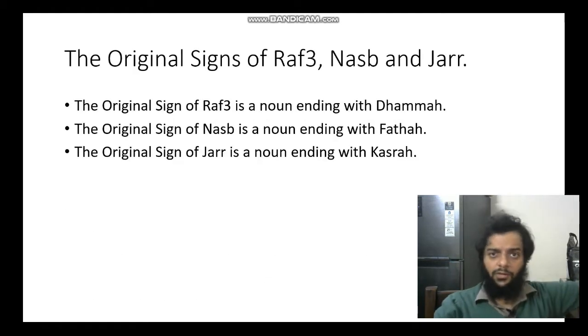So the original signs of rafa, nasab and jar. The original sign of rafa is a noun ending with dhamma. The original sign of nasab is a noun ending with fatha, and the original sign of jar is a noun ending with kasra. So keep in mind that these are the original conditions.